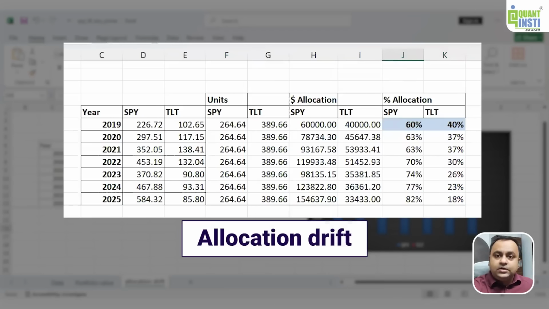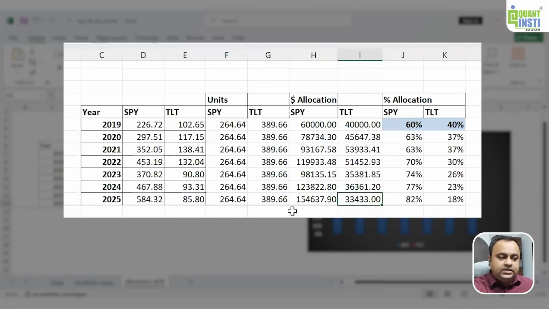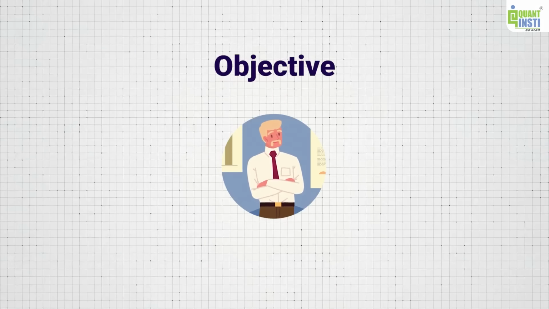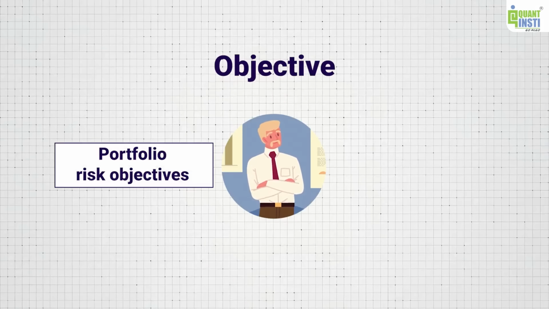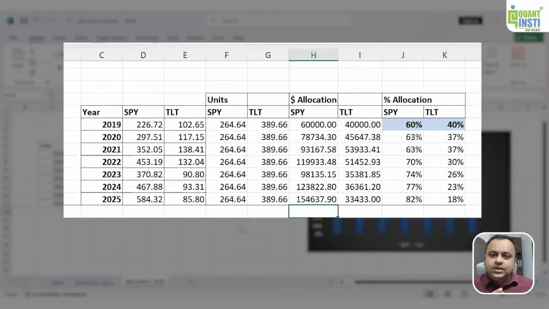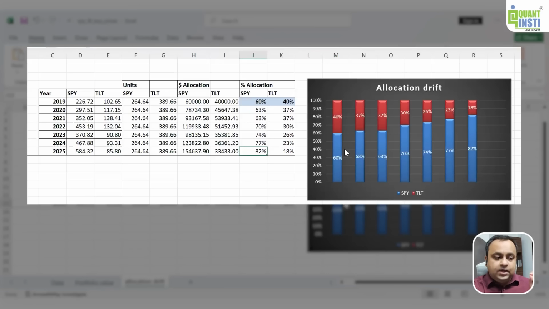Now why am I talking about allocation drift? Because I have ultimately achieved superior returns. But achieving returns is not the only objective. The objective of a portfolio manager is to maintain the portfolio risk objectives and the portfolio diversification objectives. Initially, my portfolio was diversified between 60% and 40%. And now the diversification is not so much because my portfolio is highly weighted to SPY. Now you can see this graph representing the same thing.